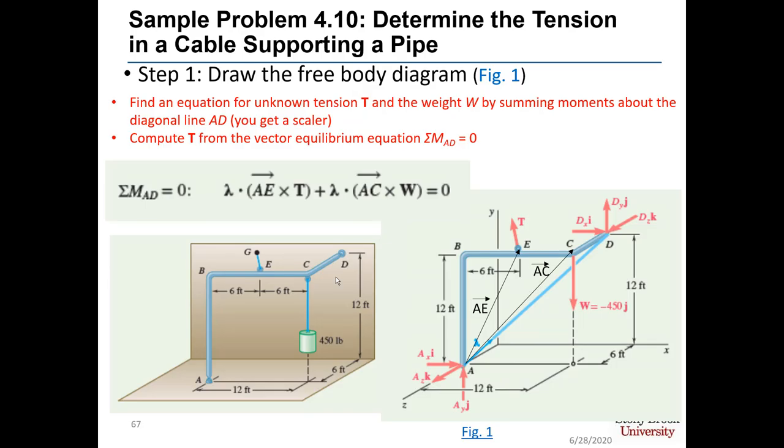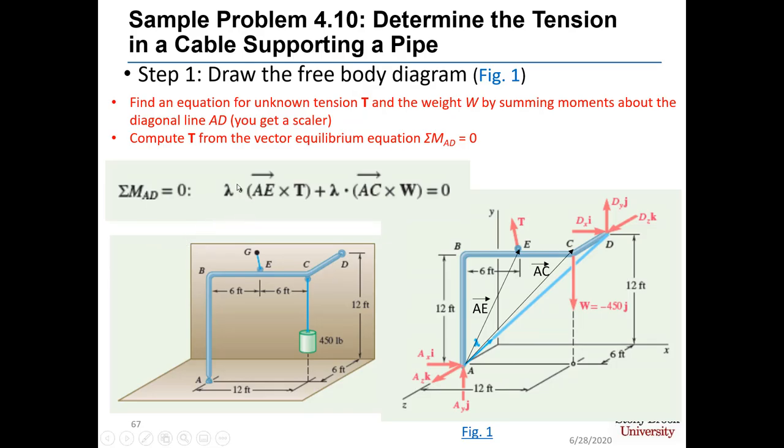So we'll compute vector T from the vector equilibrium equation, sum of the moments about line AD equal to zero. Now that is a scalar, because whenever you take a series of moments or one moment about a line, you get a scalar. Now we have to define that scalar product.